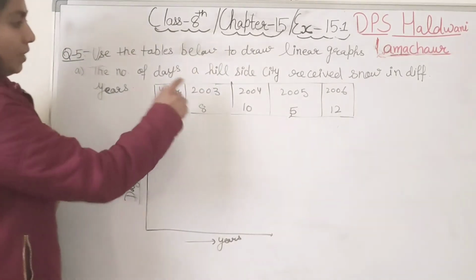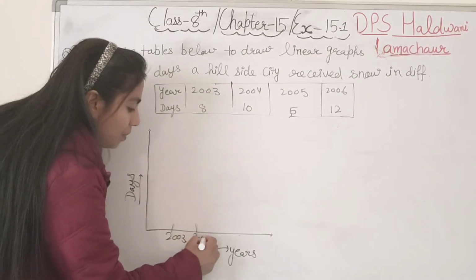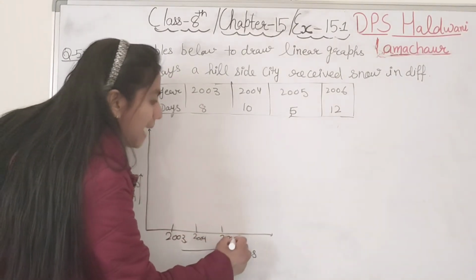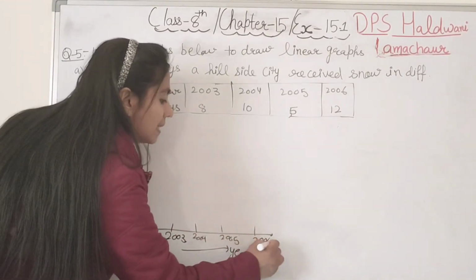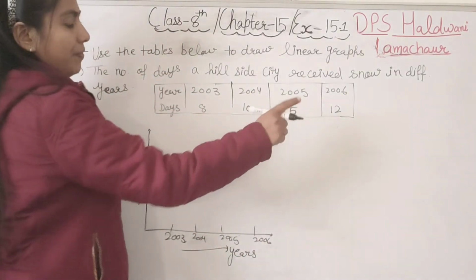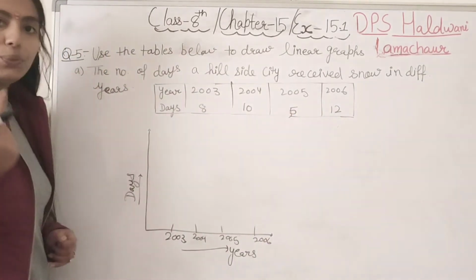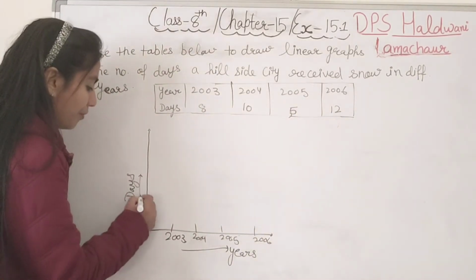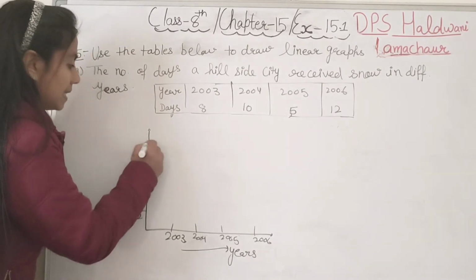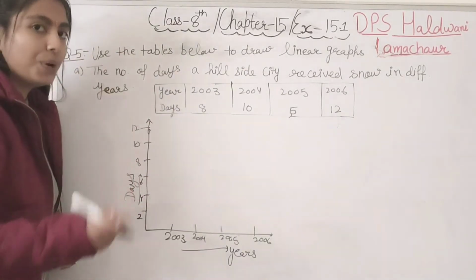Okay. So the years are 2003, 2004, 2005 and 2006. The scale you can choose on your own. The days are 8, 10, 5, 12. So the lowest number is 5, the greatest number 12. So you can take a gap of 2: 2, 4, 6, 8, 10 and 12. Right, student? Everyone knows how to take this.